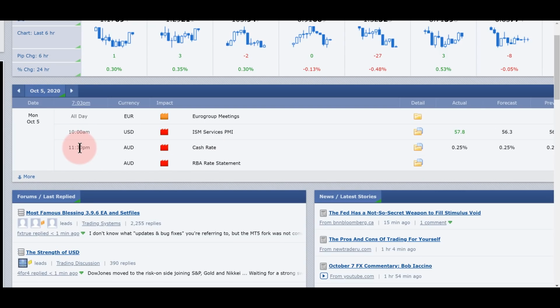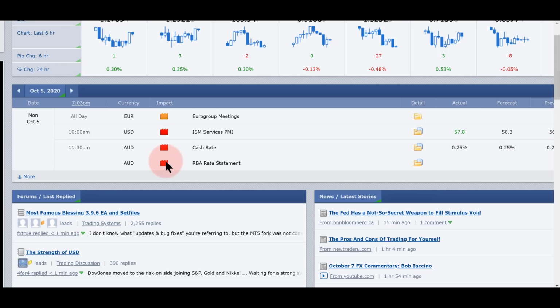So at 11:30 p.m. Monday, October 5th, RBA rate statement and cash rate was scheduled to be released for the Australian dollar at 11:30 p.m. Eastern Time. I don't care what the actual is. I don't care what the forecast is. I don't care what the previous is. I'm not concerned about that.